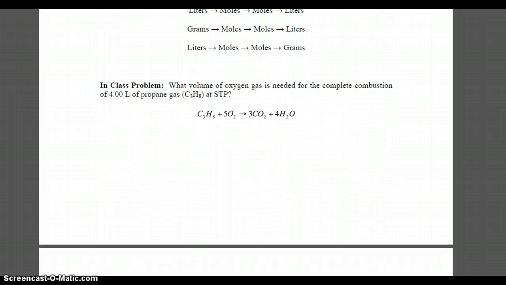Okay, so take a moment. In this reaction, it reads, what volume of oxygen gas is needed for the complete combustion of 4 liters of propane? So it's a little bit different because you've got information about volume of this particular gas, and you need to use stoichiometry to get over to moles of propane and then go to moles of O2 and then convert moles of O2 into liters. So you should use the conversion factor 22.4 liters to 1 mole 2 times in this reaction. Okay, so take a moment to do that.